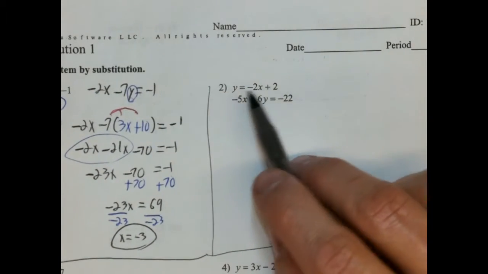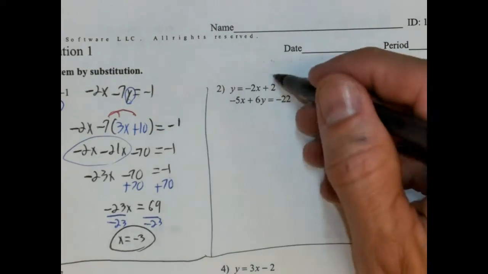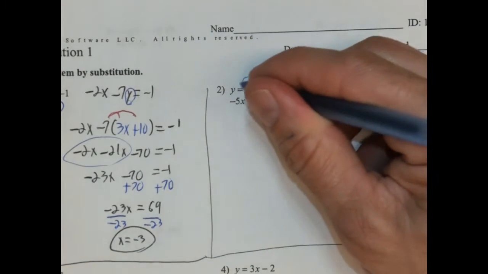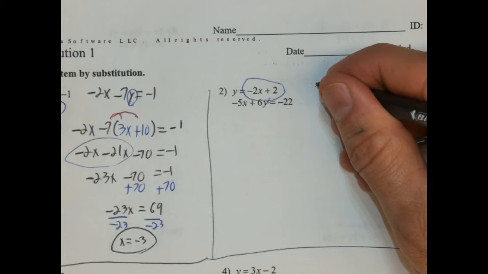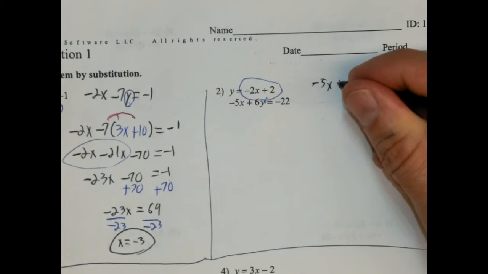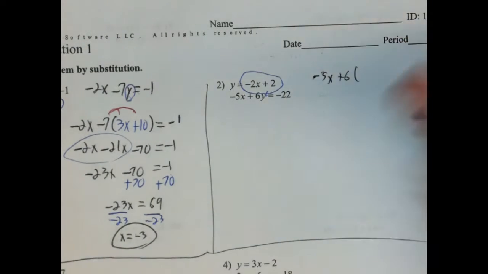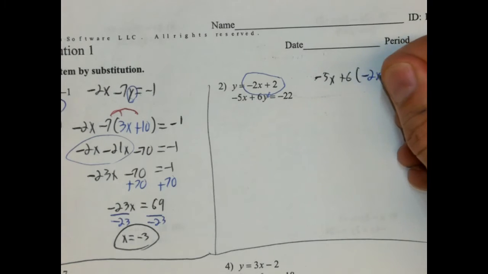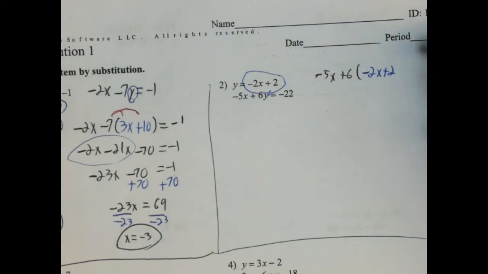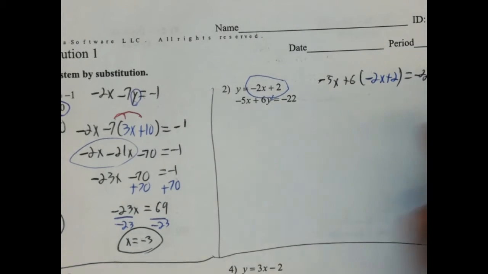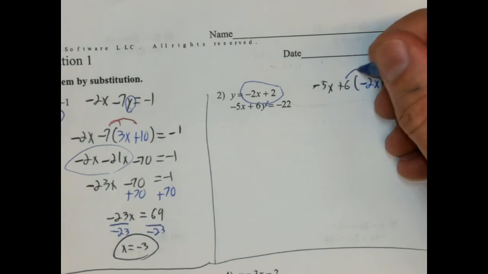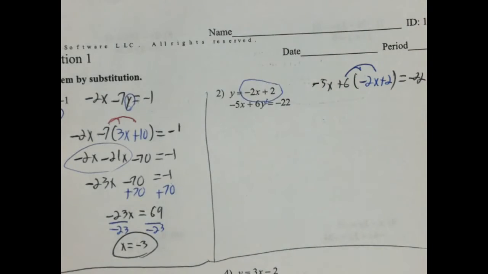Okay, so let's try this one. And again, this is already solved for y. So we're going to take this expression, negative 2x plus 2, and plug it in for y. So negative 5x plus 6, and instead of y, we're going to plug in negative 2x plus 2. And that's the y value, equals negative 22. Okay, so we had to distribute the 6. It's positive 6, right? Make sure to watch these red arrows there.